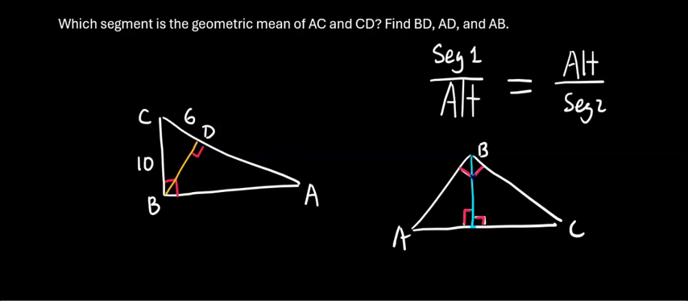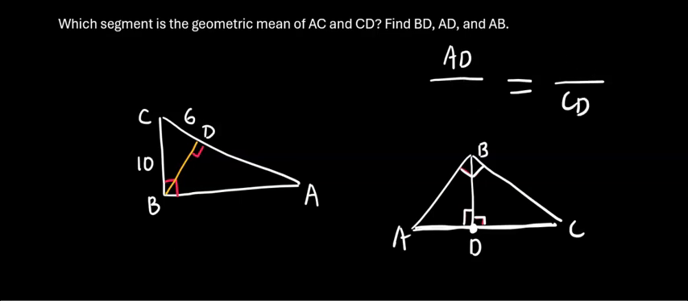You see, altitude is BD. Therefore, your two segments are AD and CD. And I can fill in here. I'm going to say my two segments are AD and CD. My altitude is BD. So this is how you write a geometric mean proportional relationship for the altitude theorem.